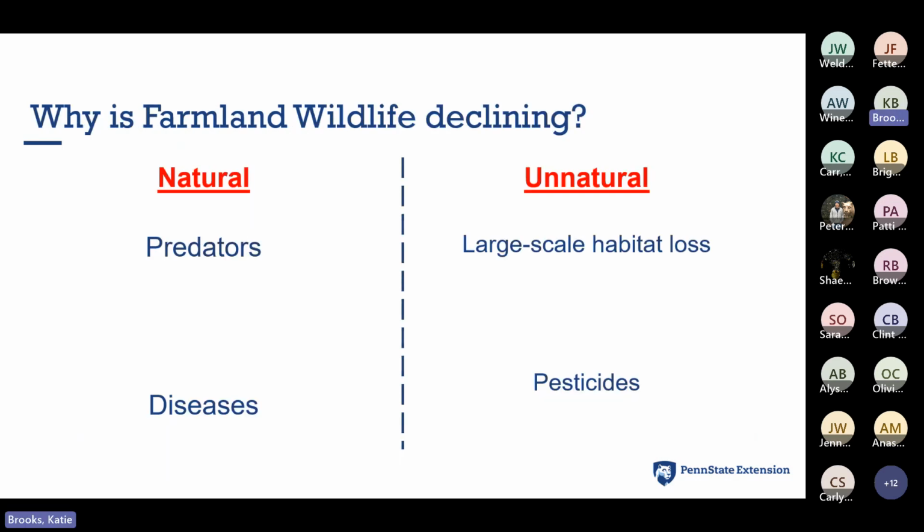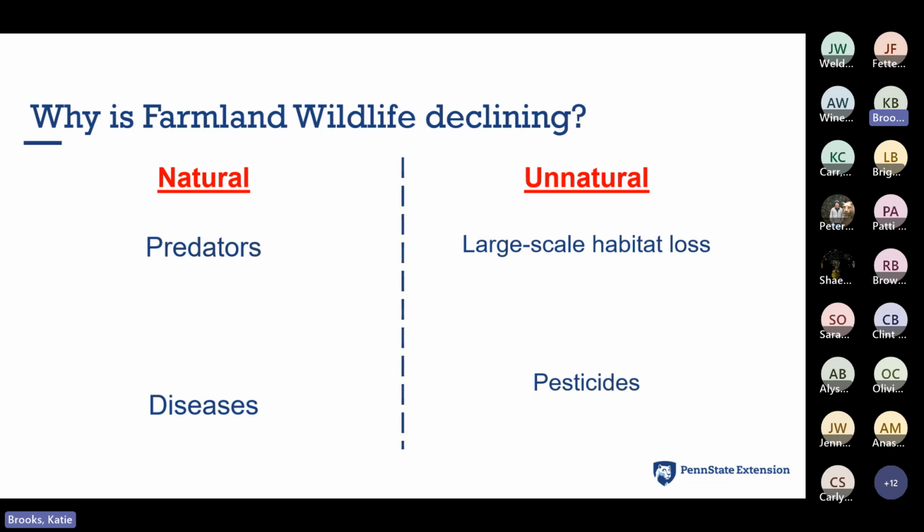So there are many reasons why farmland wildlife might be declining, and they can be broken down into two groups, natural and unnatural, or man-made occurrences. So predators and disease are natural occurrences. Historically, wolves and mountain lions would have been major predators in Pennsylvania, but now we have coyotes, foxes, birds of prey that are natural predators, as well as humans to some extent. For some species, we could include ourselves in predators.